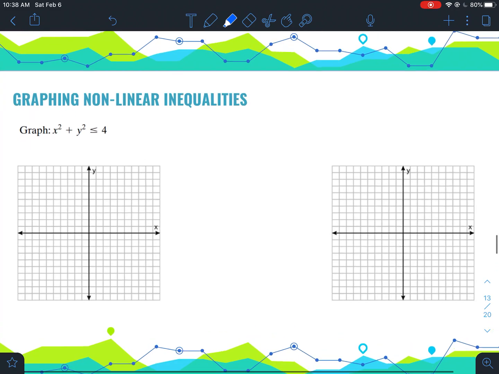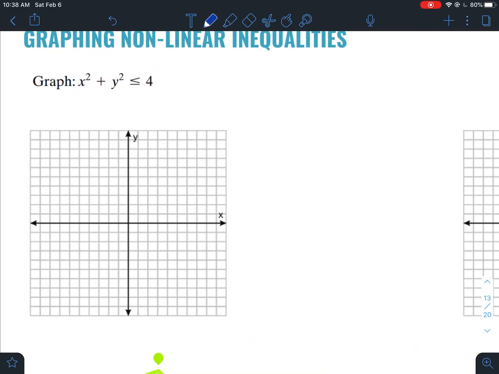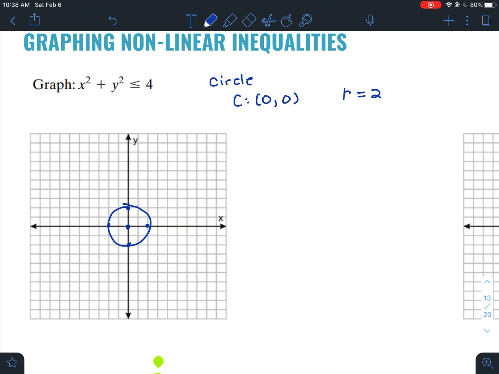Graphing nonlinear inequalities. Well, again, instead of graphing your boundary line, you would graph the boundary shape. So x squared plus y squared equals 4 is a circle. The center of that circle is 0, 0, and the radius of that circle is 2. So 0, 0, and then up 2, right 2, left 2, down 2. It's or equal to, so it's going to be a solid circle. And we're saying that the radius is less than or equal to 4.